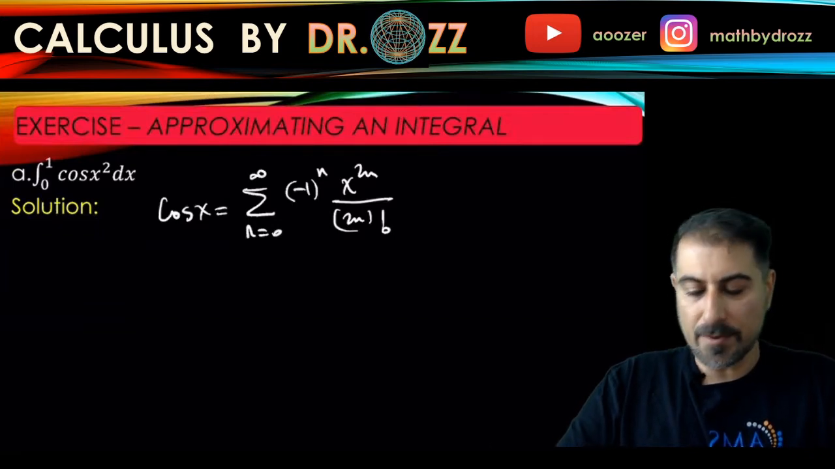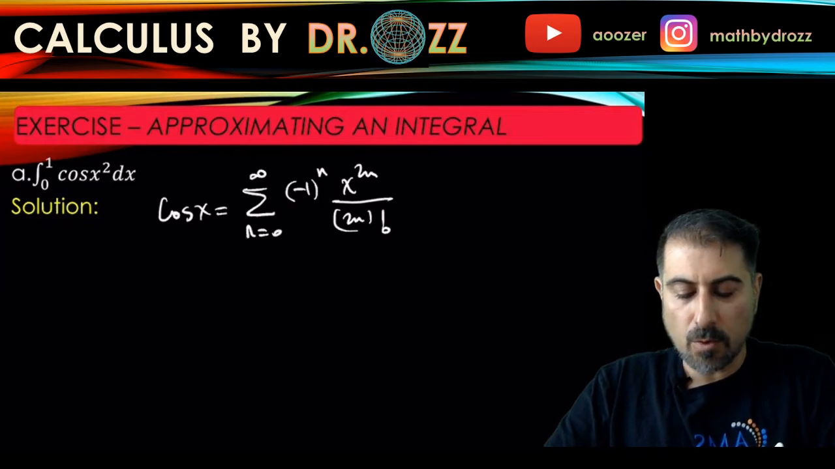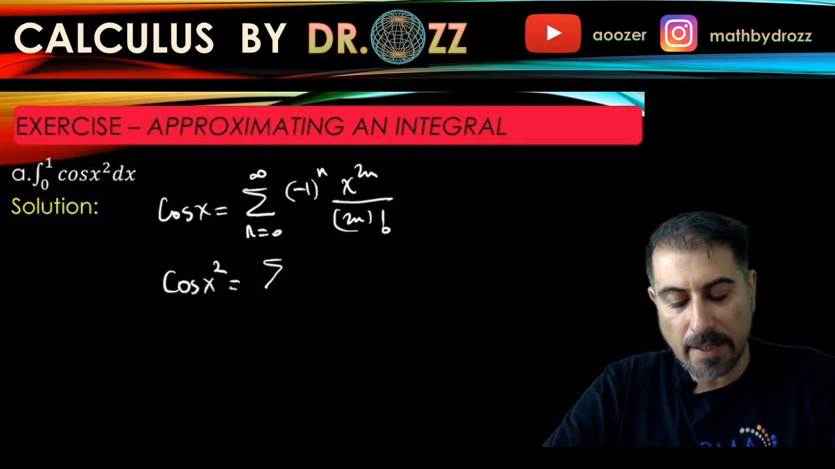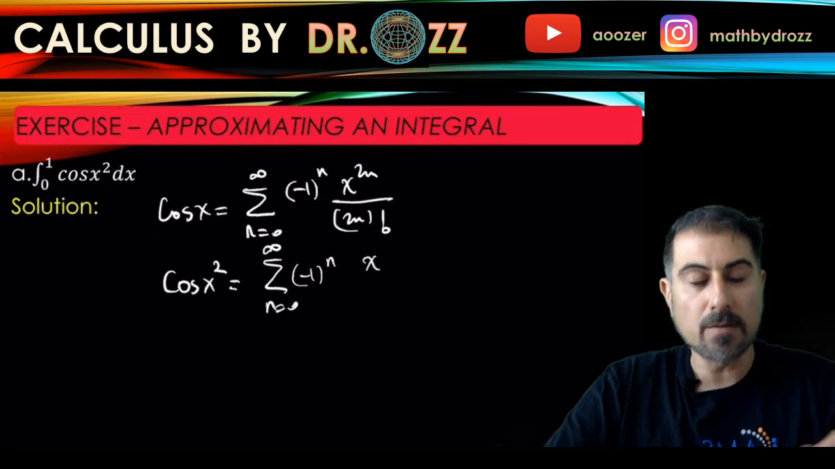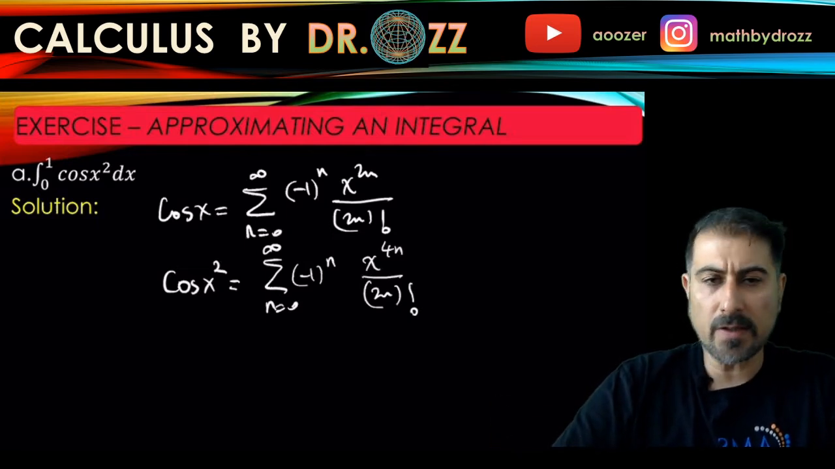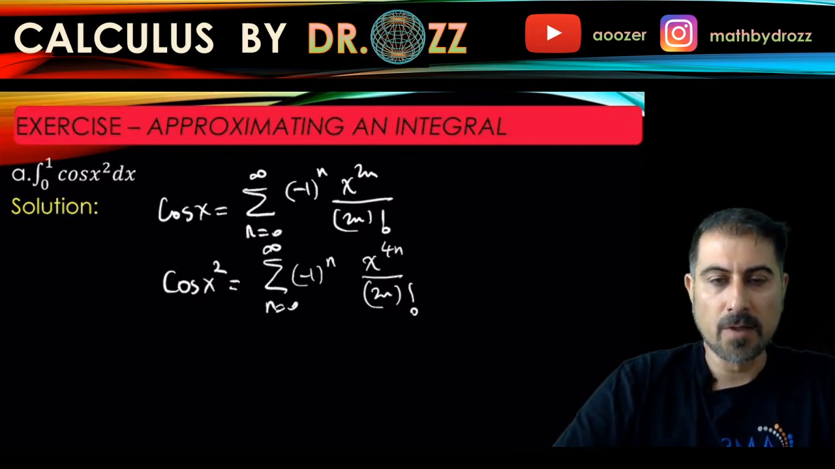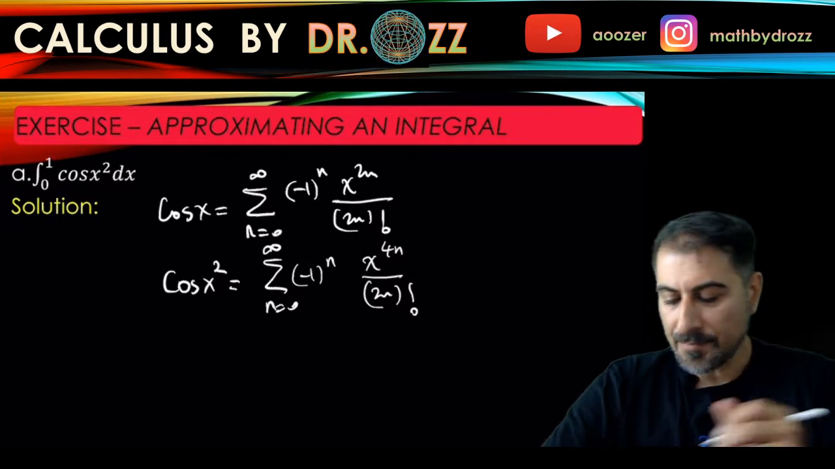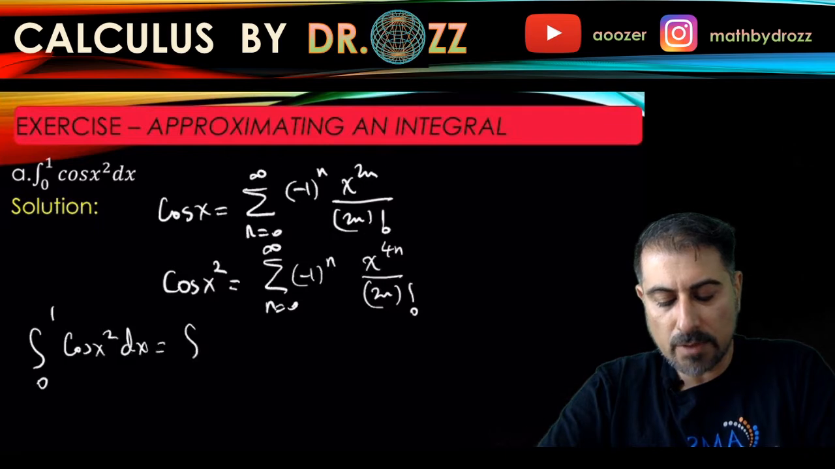Remember that we need cosine x squared. So I'm going to replace x by x squared here. So it's going to be x to the 4n divided by 2n factorial. Once I have this representation, since the integration is on 0 to 1, and the interval of convergence is for all x, we're safe in terms of the analysis here. So why don't we go ahead and put that power series down in the integrand.